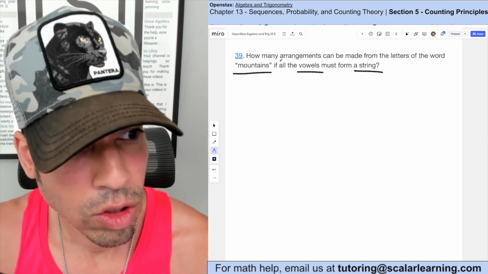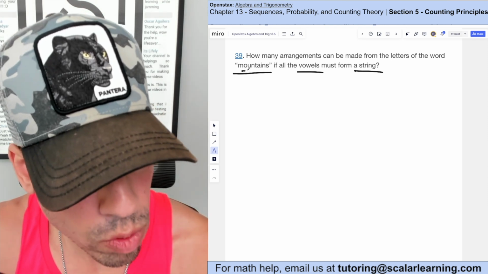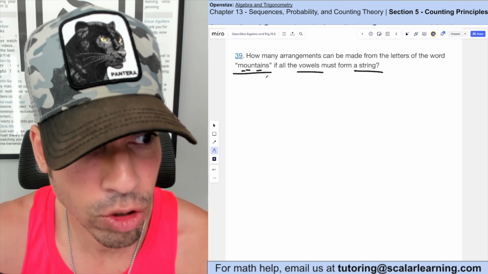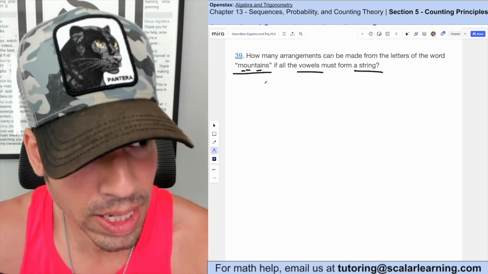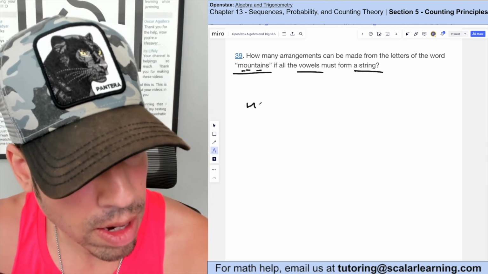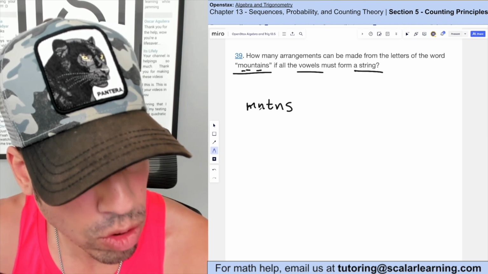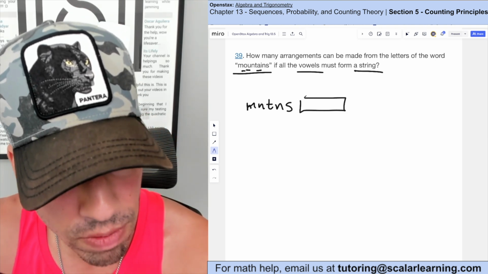How many arrangements can be made from the letters of the word mountains if all of the vowels must form a string? So if the vowels O, U, A, and I are going to be a string, they're all going to be together. You can almost think about it as one big letter. So really we have an M, N, T, N, S, right? Those are really the letters. And then we have this vowel string.